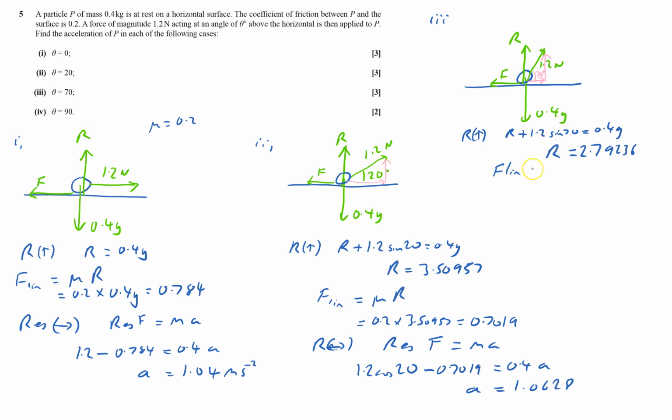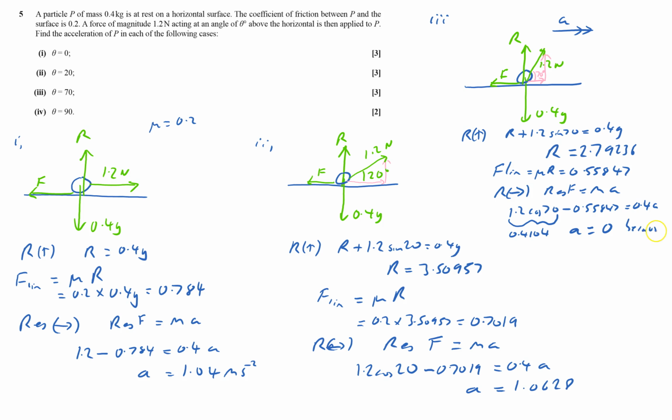We've got F limiting, and that will equal mu R, which equals 0.2 times this, which equals 0.55847. Resolve to the right, resultant force equals mass times acceleration, and that will be 1.2 cos 70 minus what I've just worked out, 0.55847, equals 0.4a. This bit here actually only comes to 0.4104, and that's the friction. That's not enough to beat the maximum friction. This actually gives a negative acceleration, which would mean it's going the other way. Well, that can't happen. So here a equals 0, because friction won't be overcome.